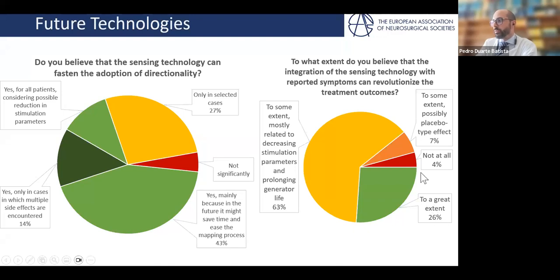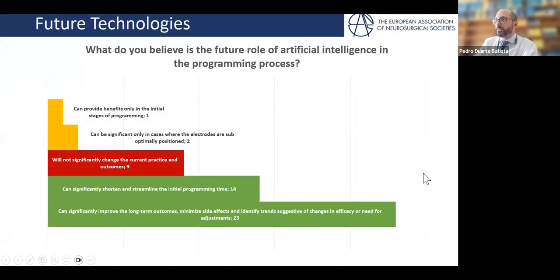26% think that yes, to a greater extent, sensing will revolutionize this. But most people thought, well, to some extent, related to decreasing stimulation parameters and prolonging generator life, mainly. 7% think it will be a placebo effect, and 4% don't think it will bring any revolution. And what about the role of artificial intelligence? Most of the respondents think it will be an advantage.